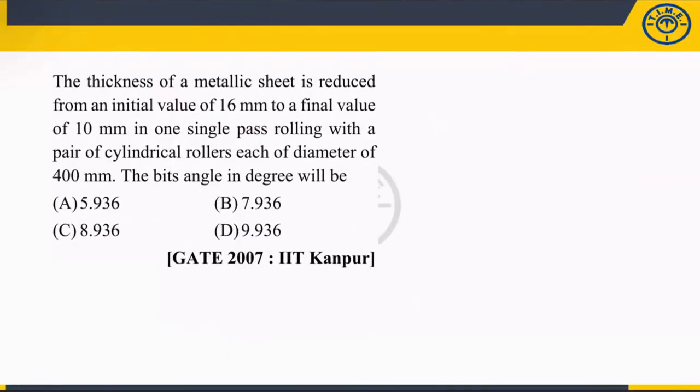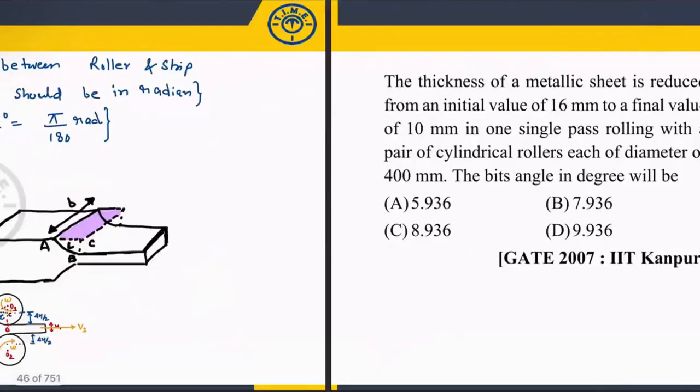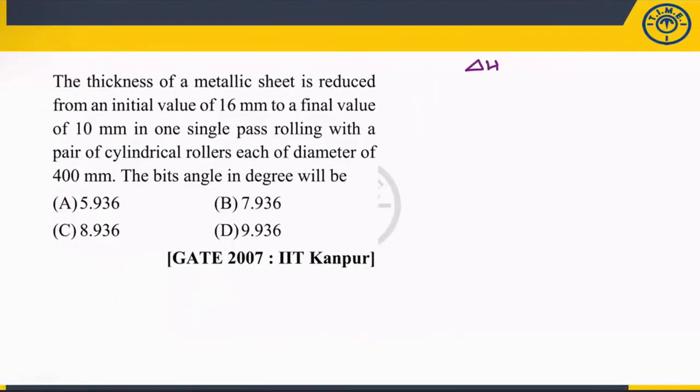Now, this is the question based on the bite angle. You already know this relation: for the bite angle, delta H is equal to D into 1 minus cos of alpha. They have given the initial thickness and final thickness. The diameter of the roller is given. Sometimes they will give you the radius, so please make a note of this. If you are using the diameter, try to convert to diameter. But here they have given the diameter, so there is no problem. So if you solve, what will be the bite angle? This is one type of problem they frame.